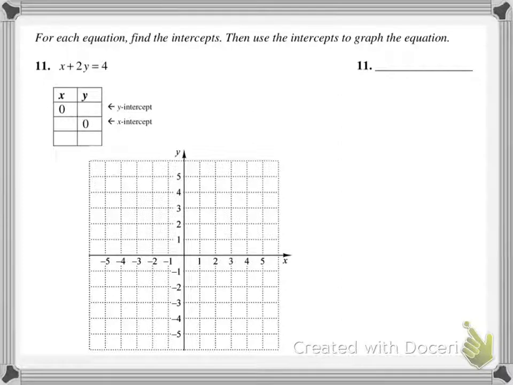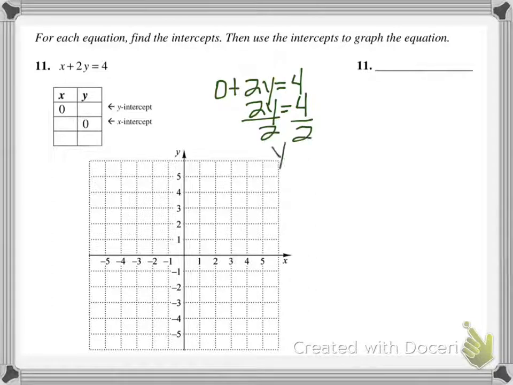So if I'm going to find my y-intercept first, I'm going to plug in 0 for x. So it's going to give me 0 plus 2y equals 4. So that's 2y equals 4. Divide by 2, so y equals 2. So when I plug in 0, I get 2. So my y-intercept is 0, 2.